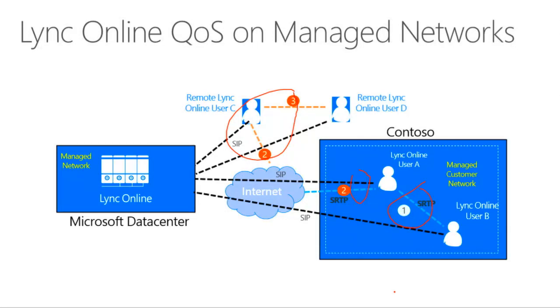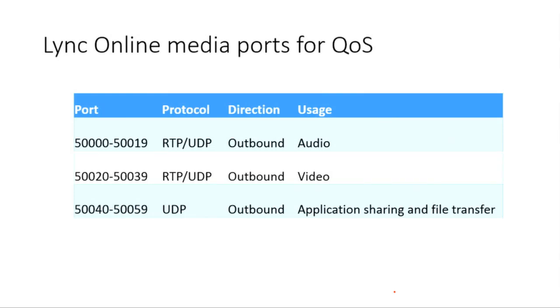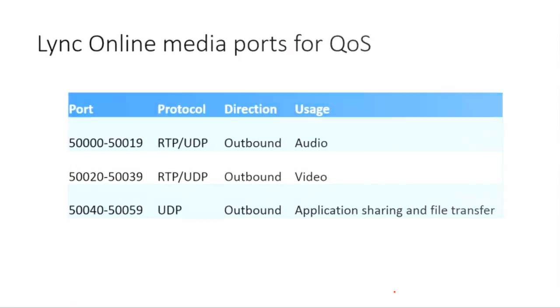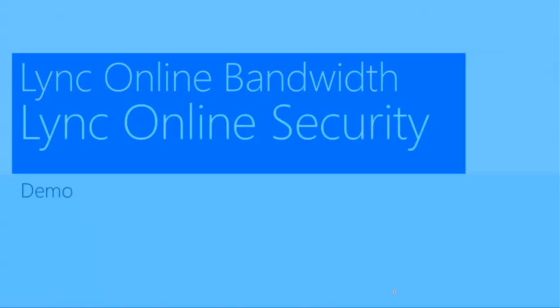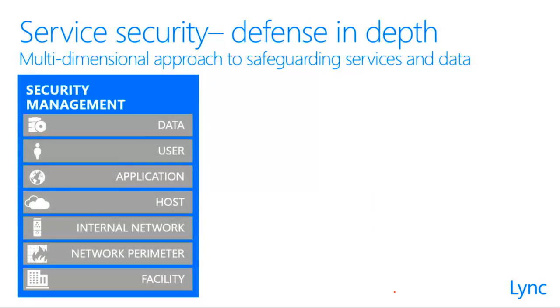These are the ports that we are using for audio, for video, and also the range for UDP. This is also important because if you are blocking those ports on your customer network, that is going to interfere with Lync functionality. We will not be able to establish audio and video calls. So those are the ports that we already have. Well, in terms of Lync security, we are done with the session about bandwidth.